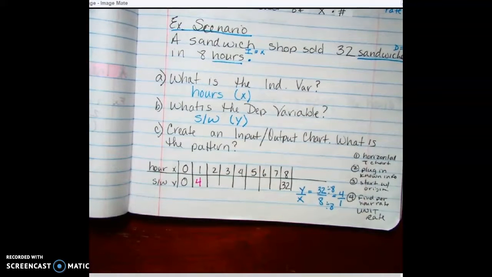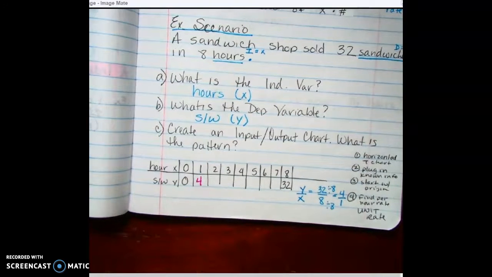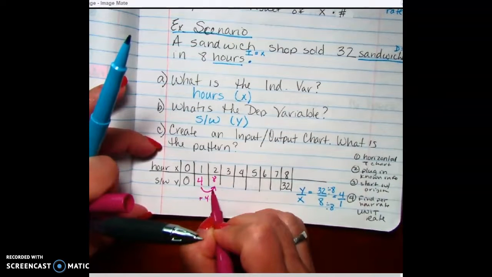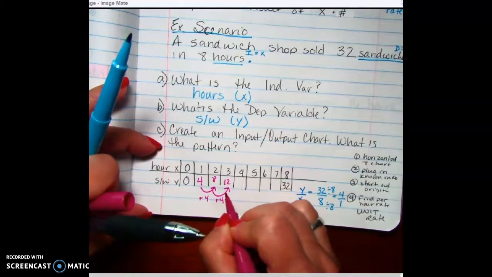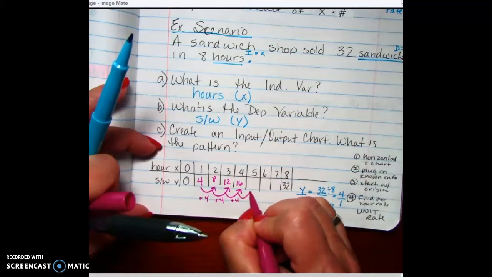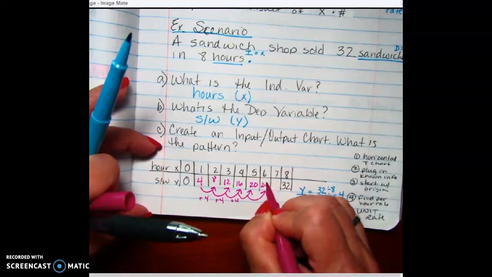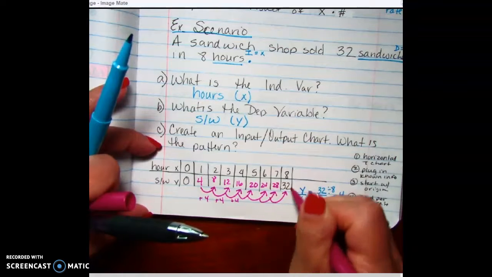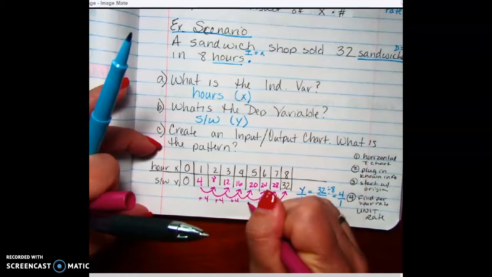Now, that means for every hour, there are 4 sandwiches. So here I would add 4 and get 8. Here I would add 4 and get 12. Here I would add 4 and get 16. Here I add 4 and I get 20. Here I add 4 and get 24. Here I add 4 and get 28. And here I would add 4 and get 32. Oops, I forgot to write in my add 4.